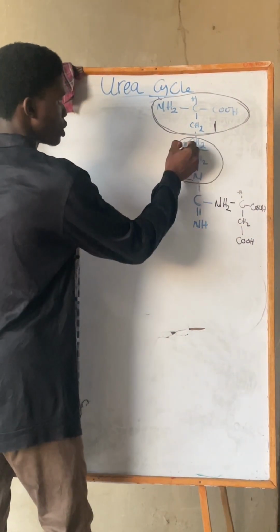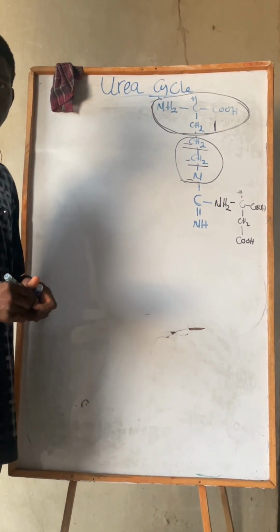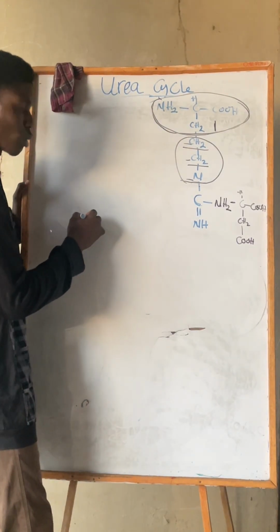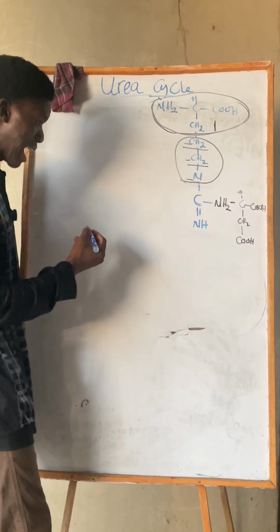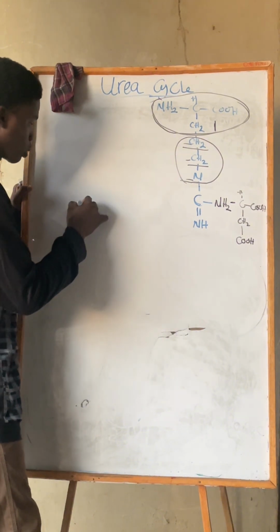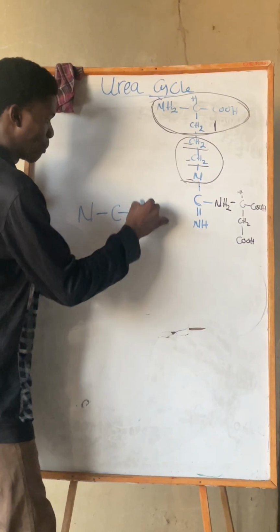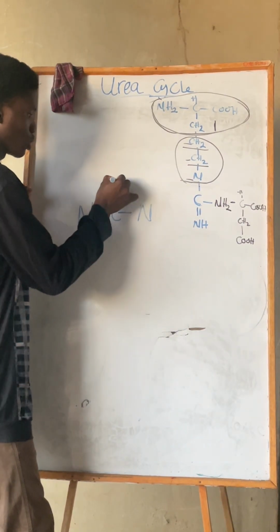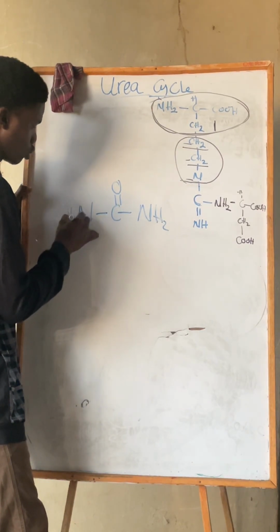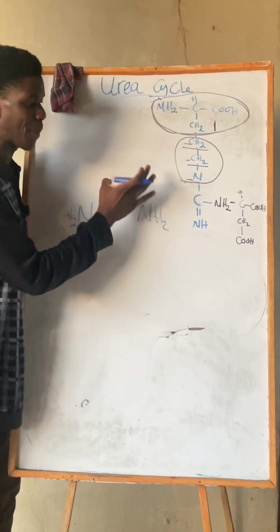Chain, CH2, then N, and add the urea part. Don't forget your urea has two nitrogen with one carbon, and that carbon has an oxygen on it. So that is two nitrogen with one carbon, and the carbon has an oxygen on it. This one is having NH2, NH2. Do you understand it? But by the time you want to add this urea part to your what?